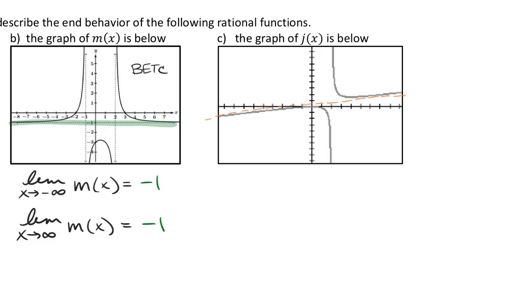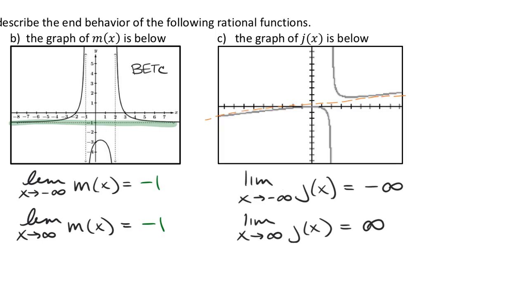So if we're looking at this graph, as we go off this way, and if it keeps going and going and going, where is it kind of heading towards? Negative infinity. So we can say for this graph that the limit as x approaches negative infinity for j of x would be equal to negative infinity because it's going down. It's following the slant asymptote. What would be happening as x approaches positive infinity? It's going up because it's following that slant asymptote. This side's going to positive infinity.